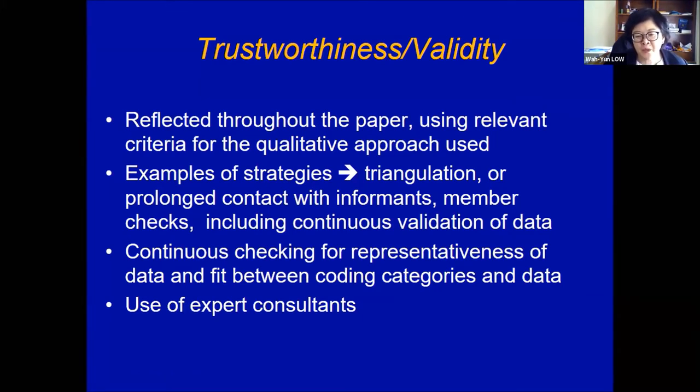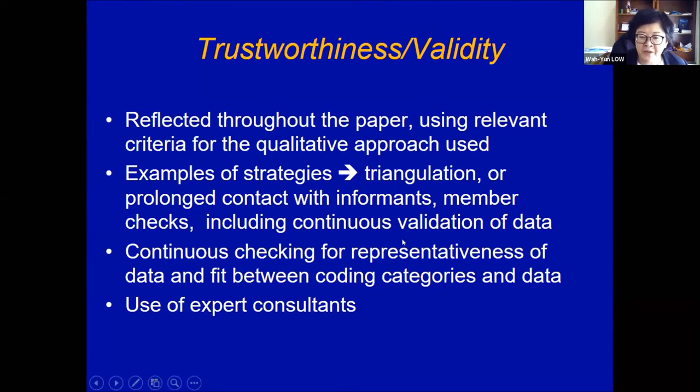And sometimes you want to triangulate with a memo. Sometimes you want to triangulate, let's say, with hospital records or school records, for instance, students' examination marks. So again, triangulation is very important. That means you want to verify a certain code, a certain argument, from a different angle. Prolonged contact with the informants is very important.